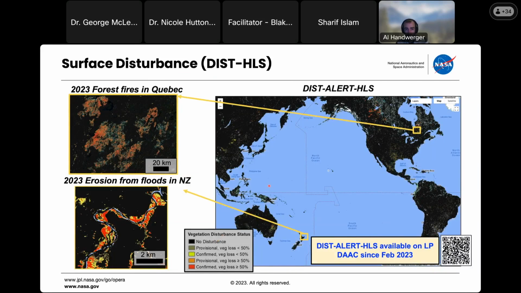And just to show two brief examples of what this looks like. On the right, you can see the global extent here in this Google map. We have two zoom-ins, one of forest fires in Quebec. Here, this color map is showing that as things become redder, that means there's more significant vegetation loss. And so one of the primary uses of this product is tracking things like forest fires.